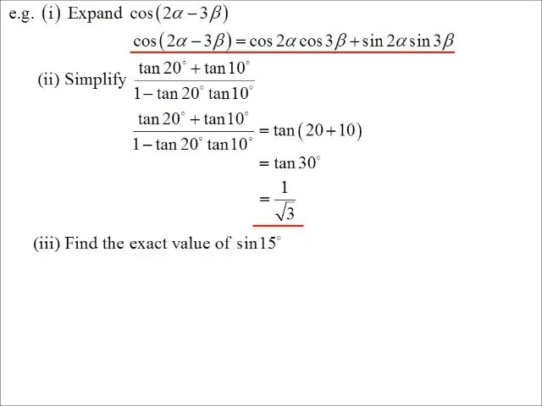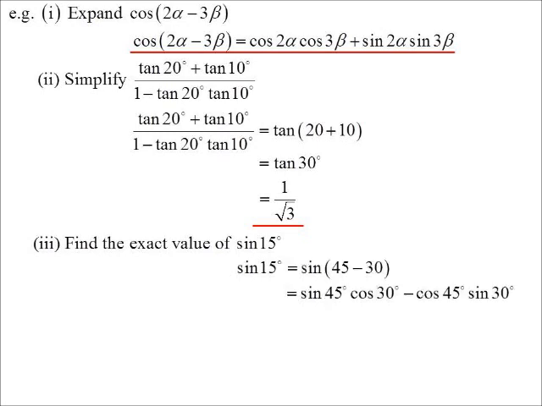Find the exact value of sine 15. Now, we've got exact values for 0, 30, 45, 60, 90, and so on. We want to create 15 out of 2 of those numbers. There are different ways of doing it. Pick one. Don't look at the sheet, that's cheating. Pick one. You could go 45 minus 30. Pick another one. You could go 60 minus 45. All right, which way did I go? I went 45 minus 30.